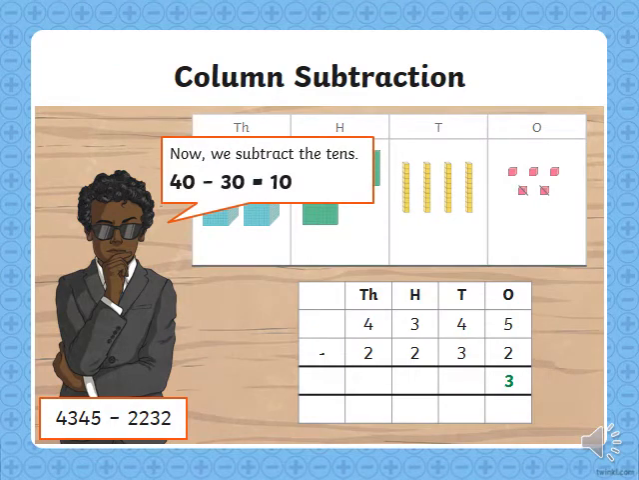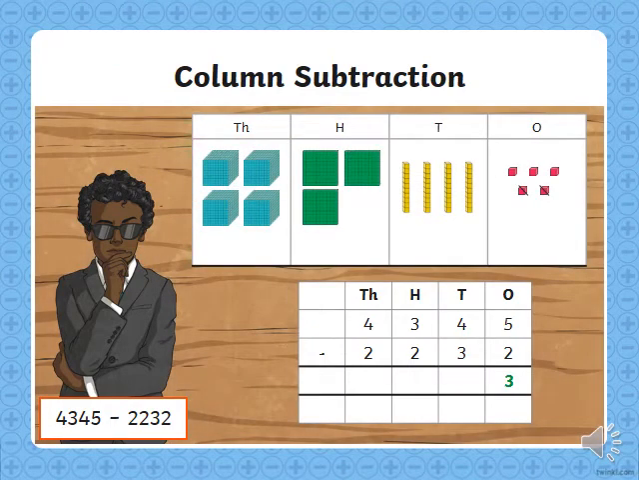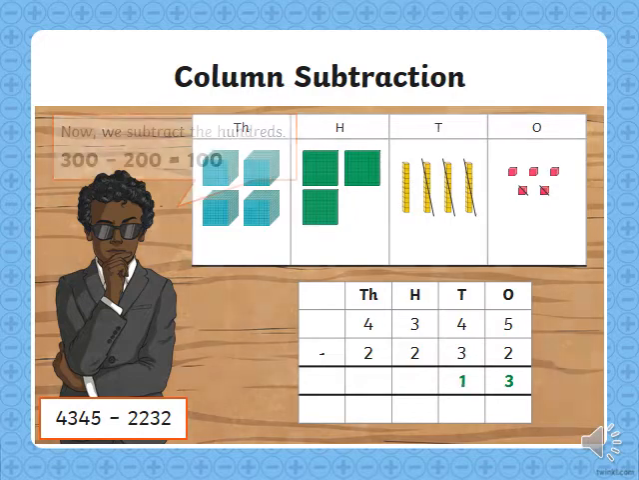Or 40 take away 30. And we should be left with 10. 1 10. Okay, you can see we've taken away those 3 10s now. We are left with 1 10. Okay, now we move on to the hundreds.